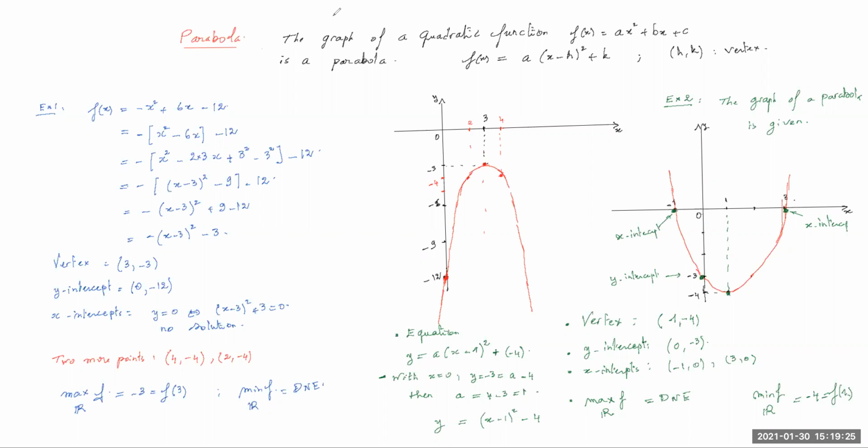So from a graph, and knowing all the characteristics of the parabola, we were able to identify the equation. Okay, so here is how we can proceed.